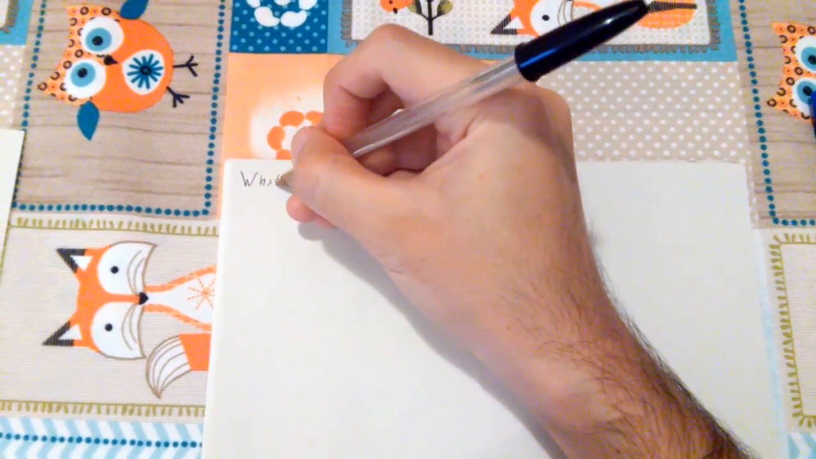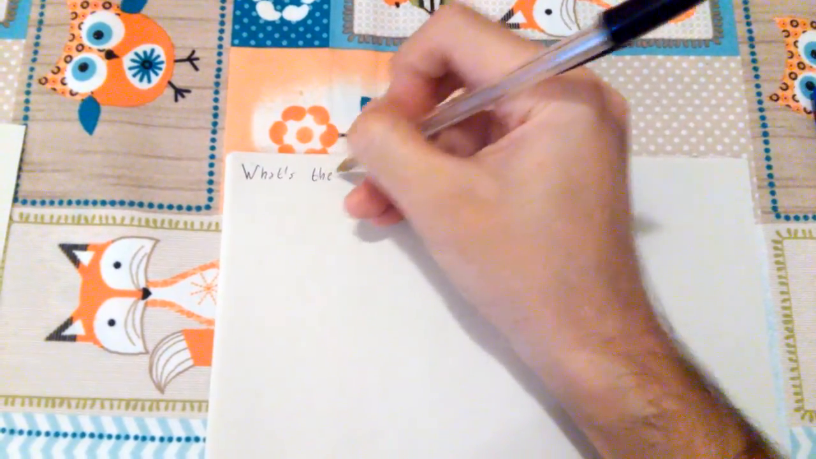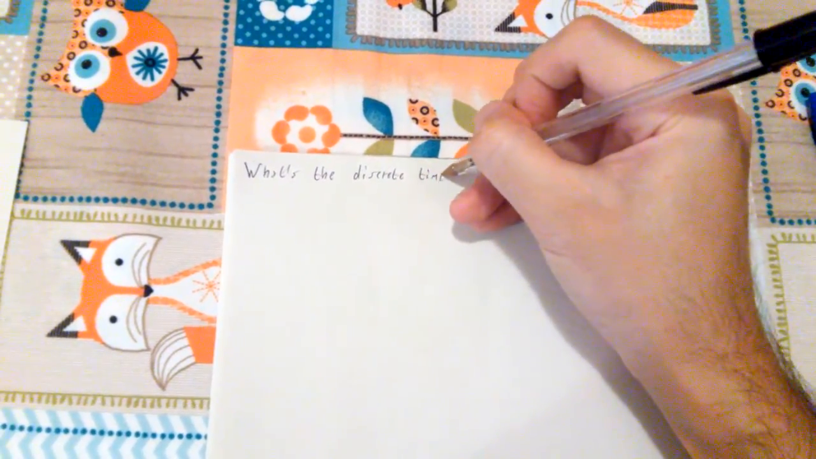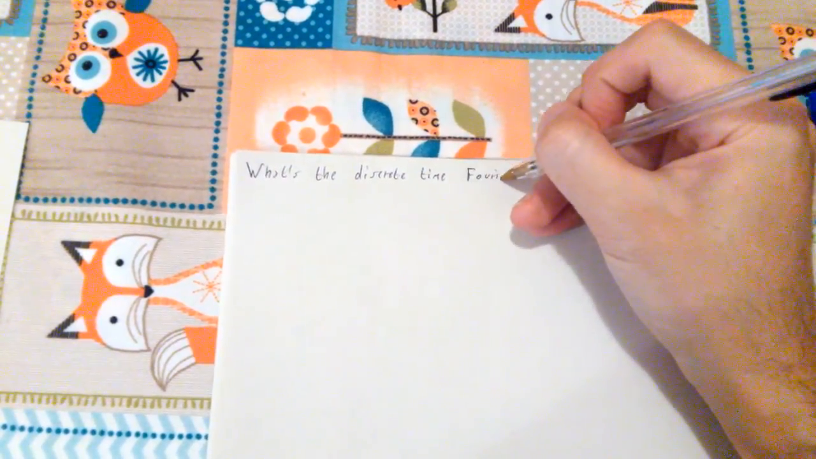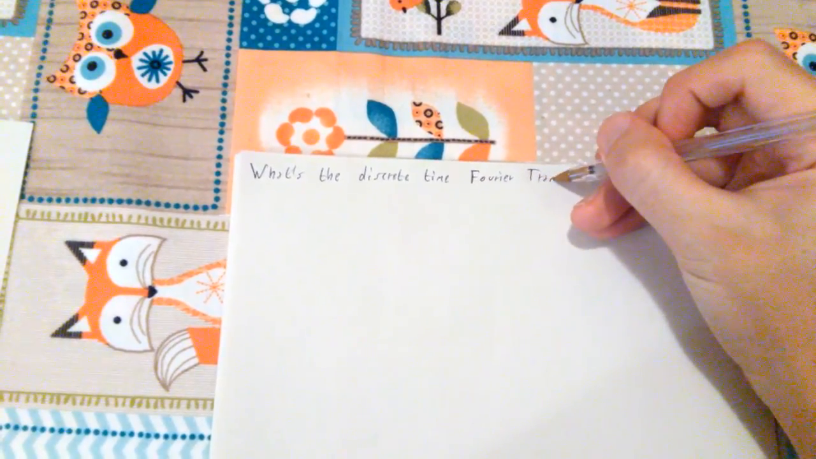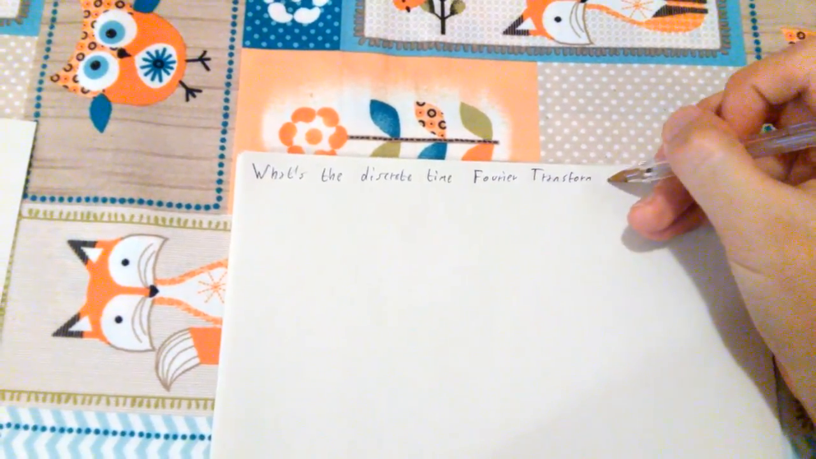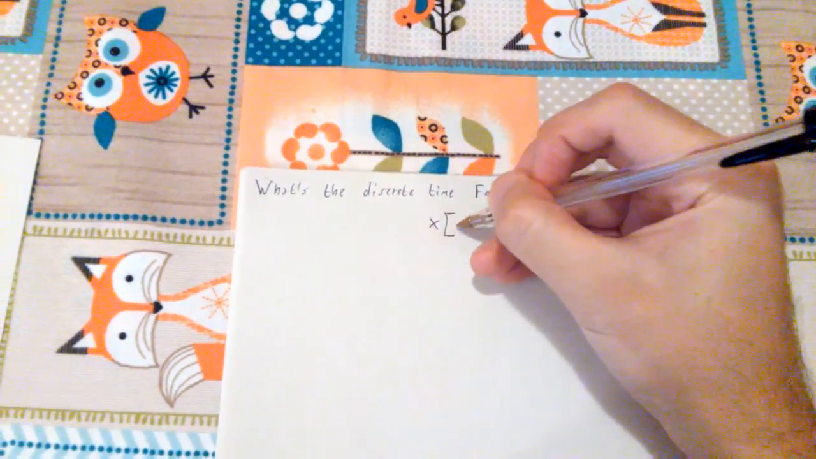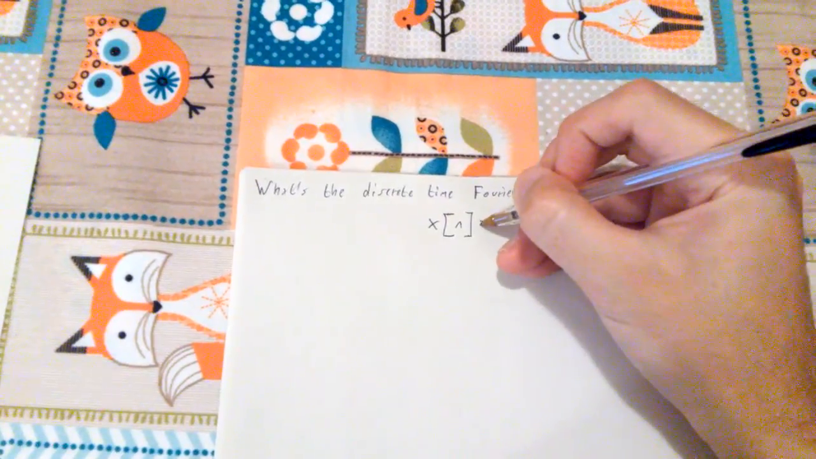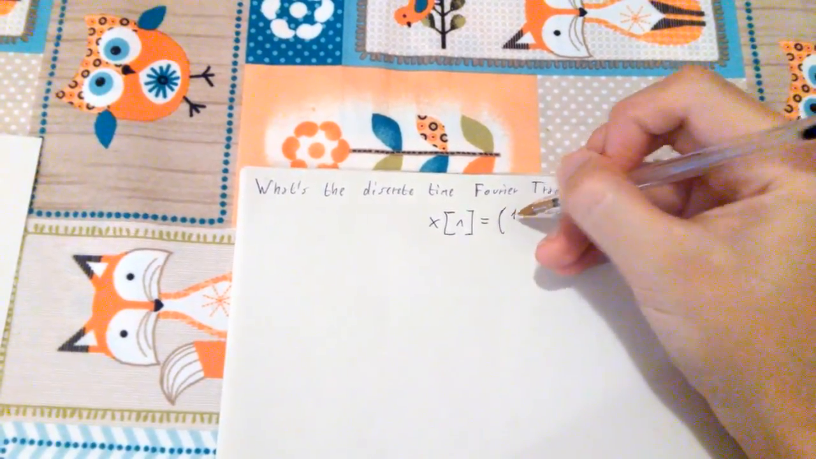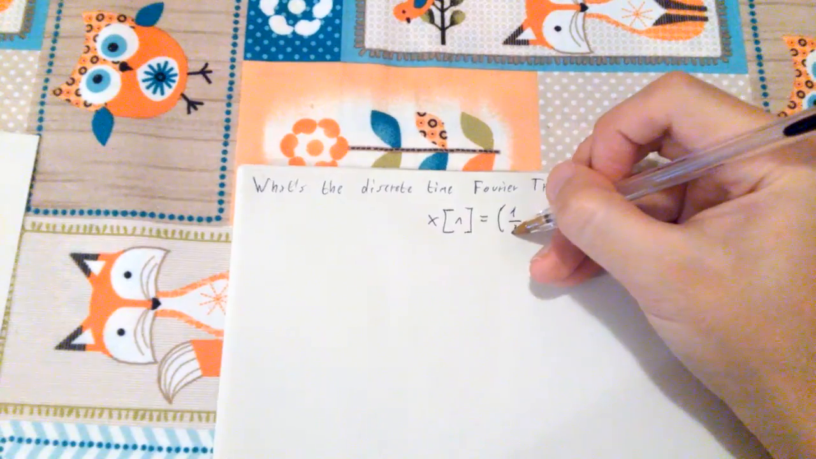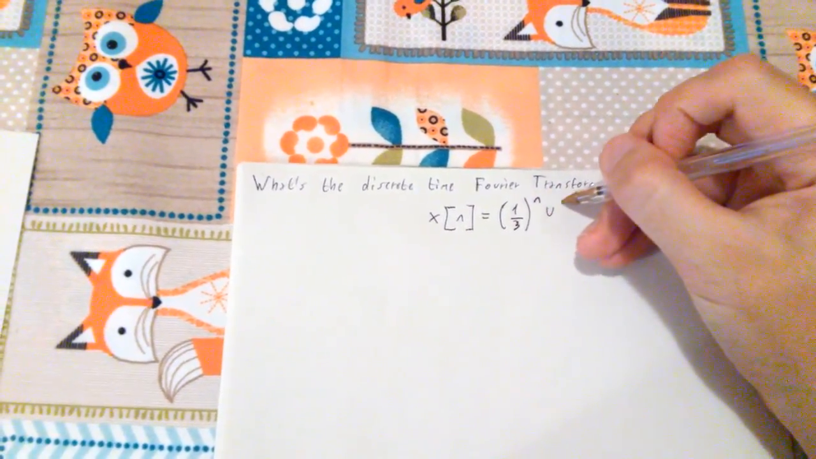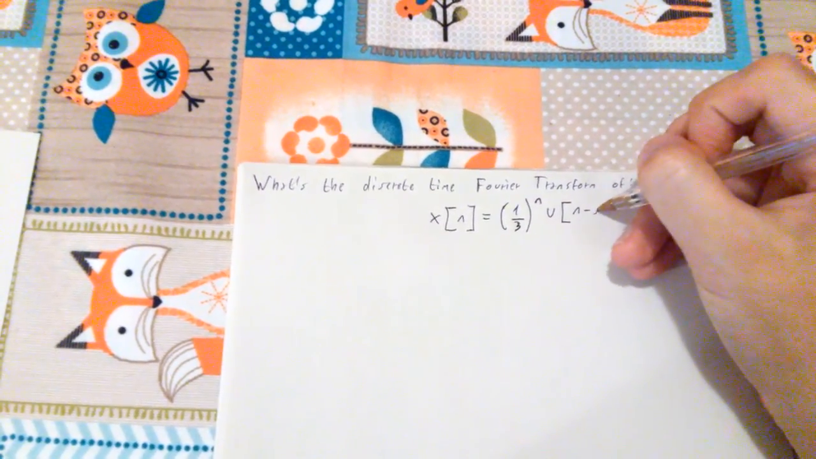So what's the discrete time Fourier transform of, well, we're not on the pitch, we're not talking about football, so 1 over 3, but there is the same excitement. 1 over 3 to the n, u of n minus 3.